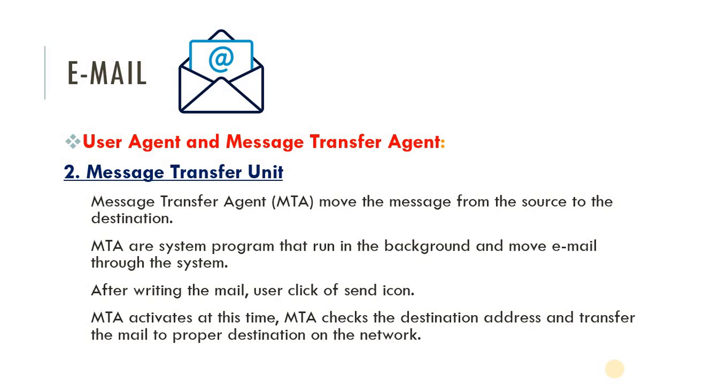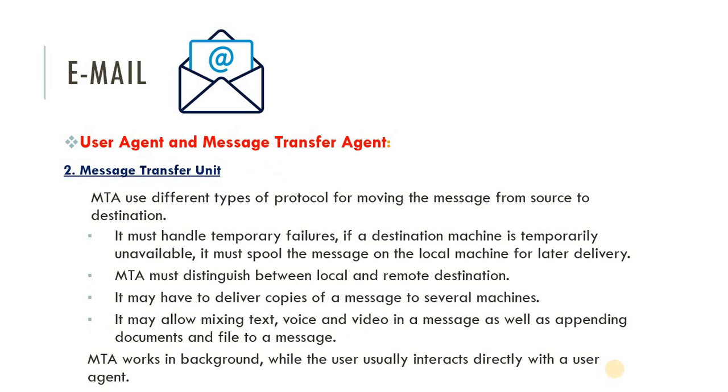So once you click on the send button, the message transfer agent checks whether your destination address is correct or not. If not correct, then it shows an error message, that address not found. So that activity is done by the MTA. Also, if the address is right, then it transfers that mail over the network to the destination. That is also the work of the message transfer agent.